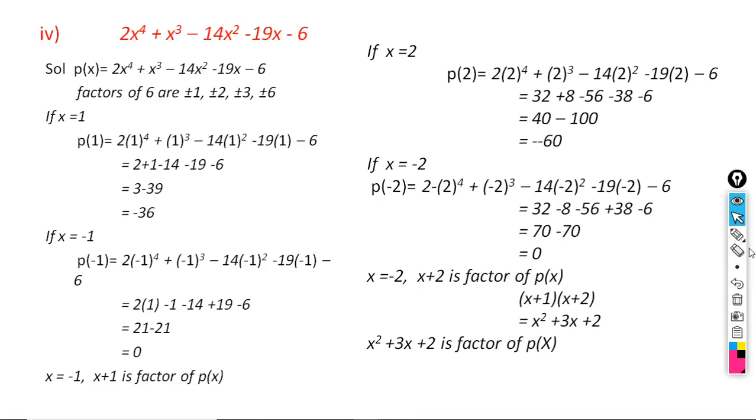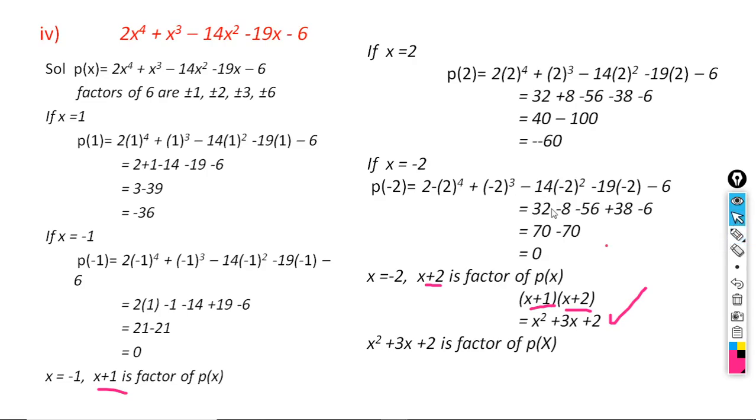Now it is important to understand here the two factors we get: one is x plus 1 and the second is x plus 2. Now for the division, we will multiply them, x plus 1 and x plus 2, and we get x square plus 3x plus 2. This will divide the given polynomial. When we do the division, the quotient will be quadratic, and a quadratic can be solved easily by using middle term splitting.